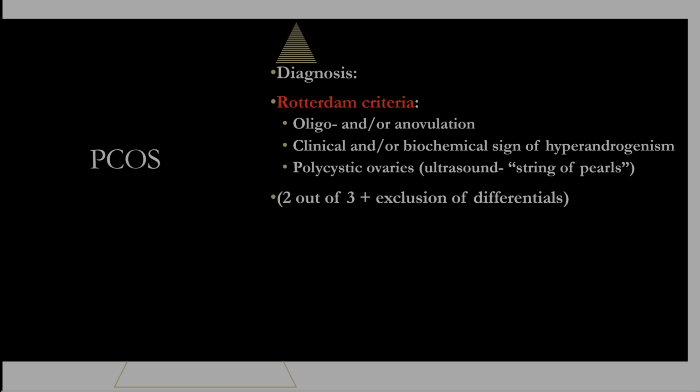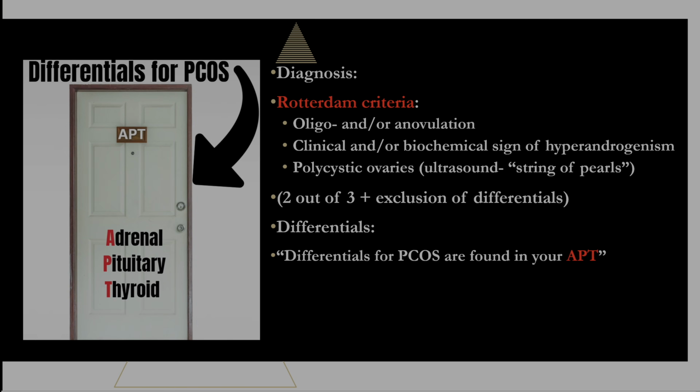Now, there are a number of differentials. I'm not going to cover every single one, but the ones you need to know and the ones that will likely be tested on can all be found in your apartment. Yep, your apartment, as in APT. What does that mean? APT stands for 3 important areas: adrenal, pituitary, and thyroid. So these are the differentials to rule out before making your diagnosis, and they can all be found in your apartment.